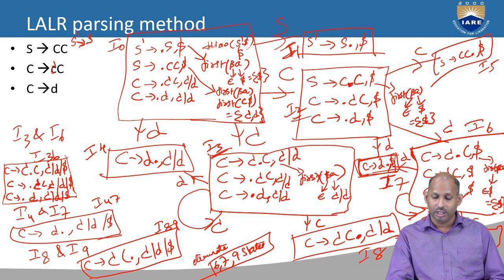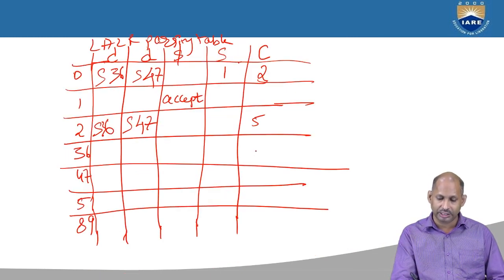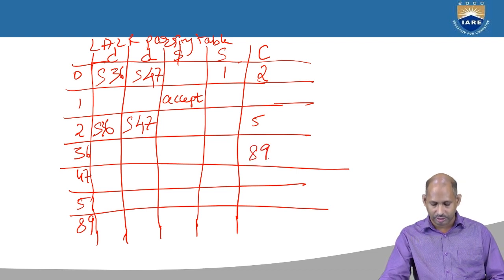Now I3 on variable C is going to I8. I8 on which symbol? C. What is the state? 36. 36 on C, it is 8, 9. Okay. Next.